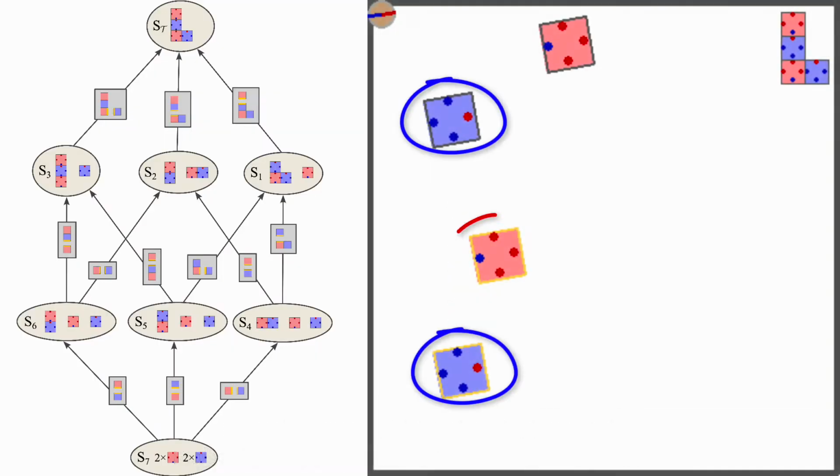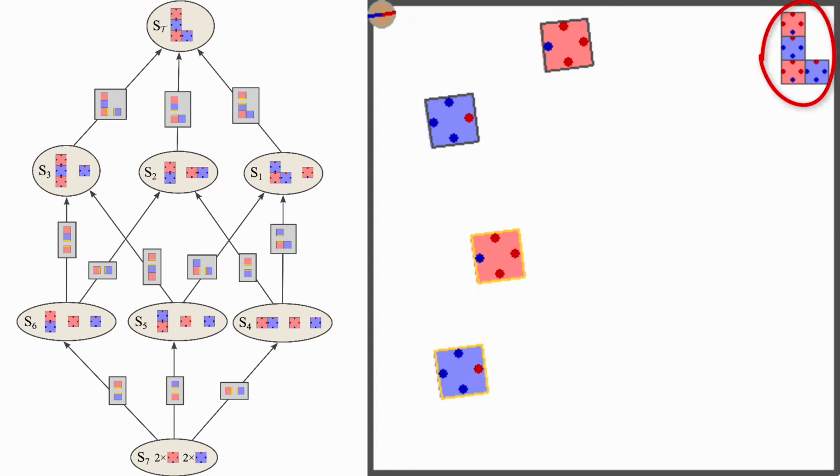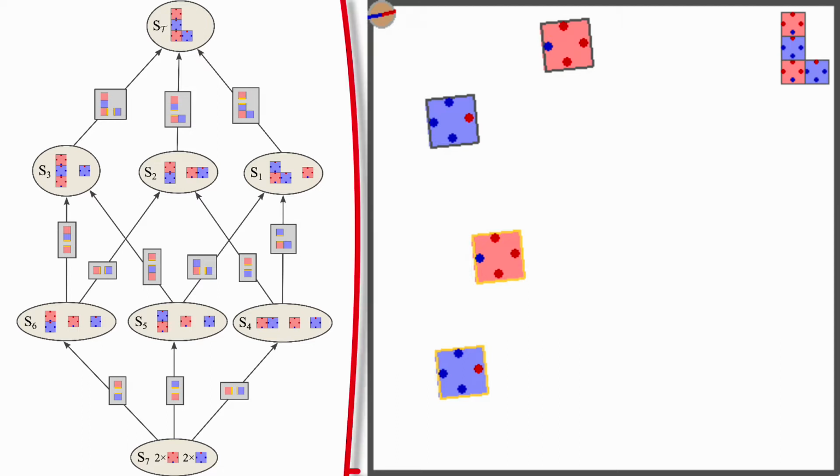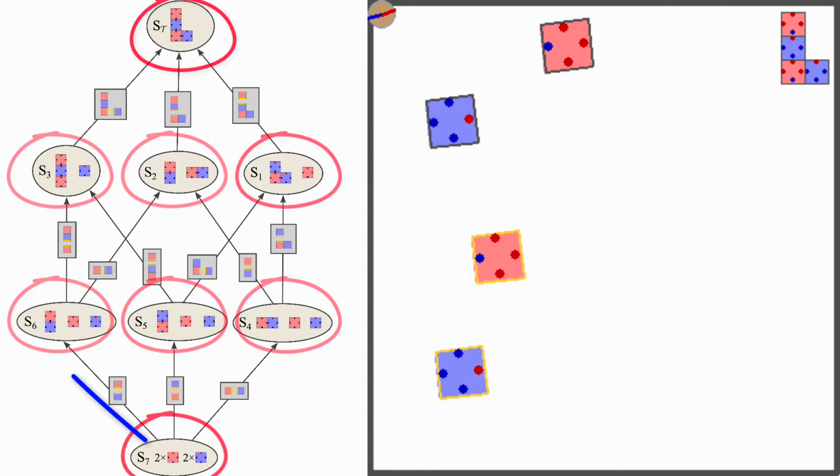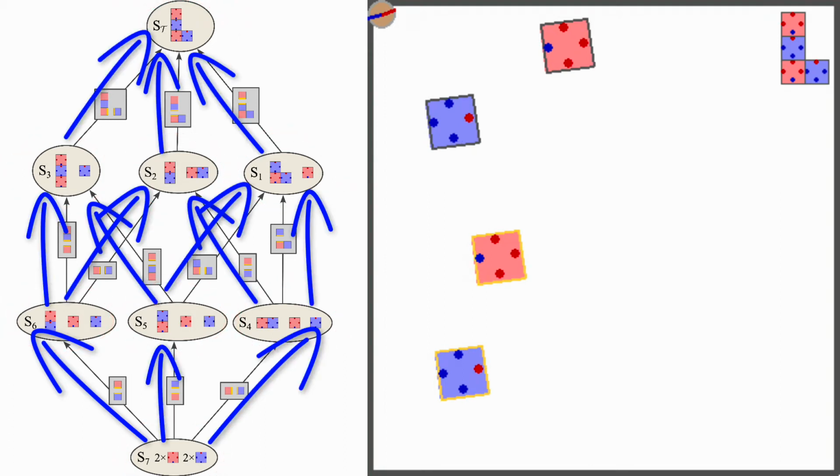Here we have 2 blue and 2 red cubes. The objective is to assemble into the L shape shown in the upper right. To achieve this goal, the planner constructs a graph consisting of polyomino sets as nodes and connects cube pairs that should create these sets in the workspace.